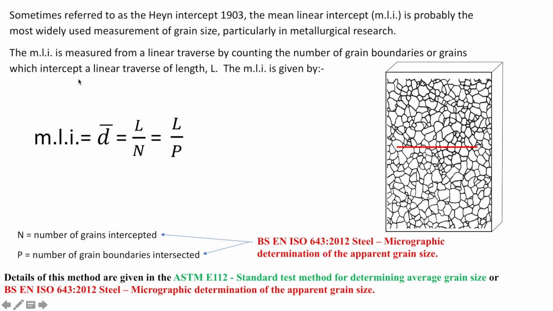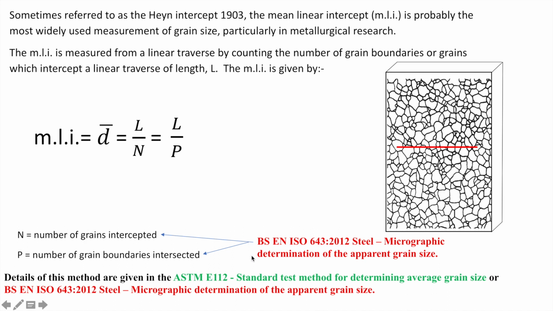If we use this equation, the mean linear intercept is equal to the average grain size of the material, and it's equal to the length of the line that you've drawn on your microstructure divided by the number of grains that have been intercepted. However, there's a bit of a twist to this story because it can also be measured as L over P. Now what is P? P and N are different. P is the number of grain boundaries intersected, and N is the number of grain boundaries intercepted.